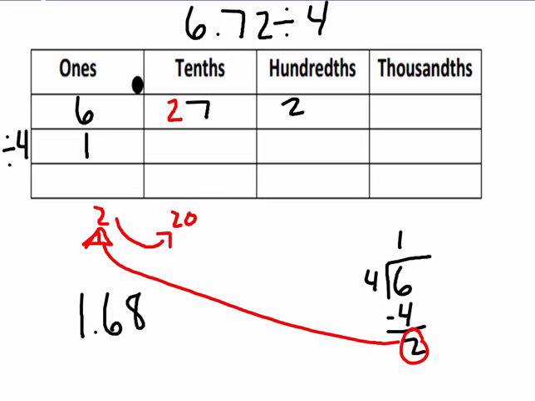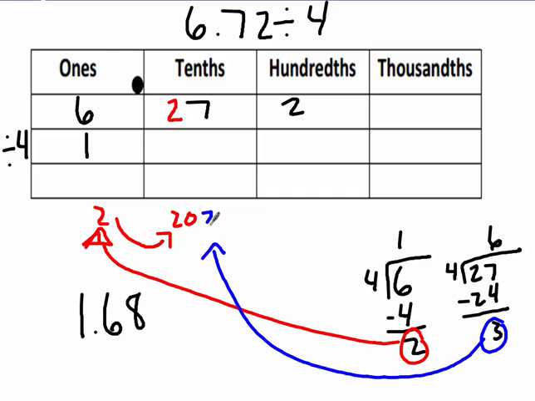Now I ask myself, how many times does 4 go into 27? Well, it's going to go in 6 times, and I'm going to have a remainder of 3. This 3 now, I'm in my tenths column, so I'm taking 3 tenths and I'm trading them for 30 hundredths. This went in 6 times.